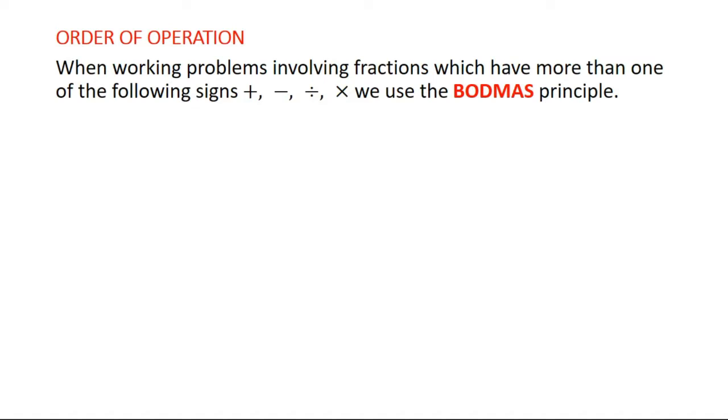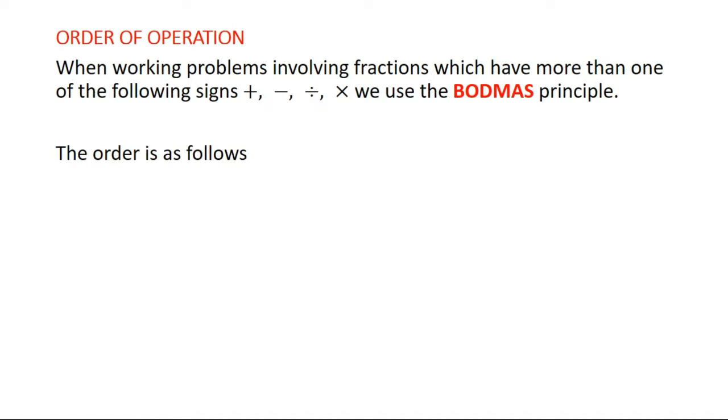Now, if a question contains more than one operation, that is either more than one of addition, subtraction, division, or multiplication, we work in a certain order. That's why we have the order of operation here. So the point is telling us that when working problems involving fractions which have more than one of the following signs, you use what we call the BODMAS principle. You might be familiar with this principle. Now, this principle gives us an order in which we have to solve the question. Now, the order is as follows.